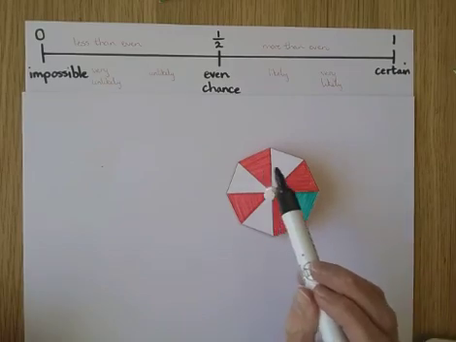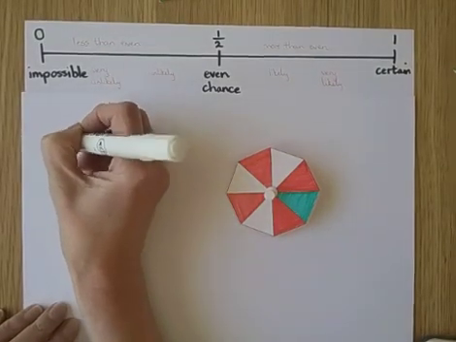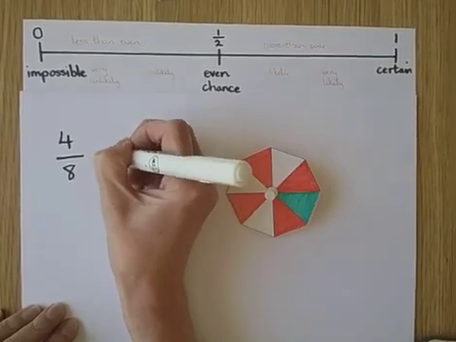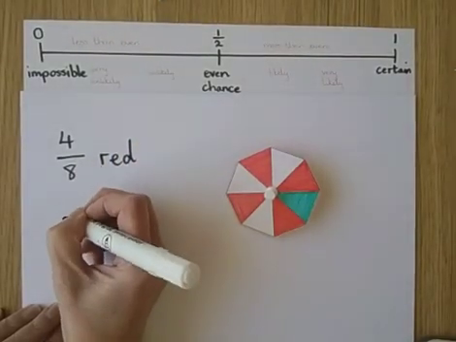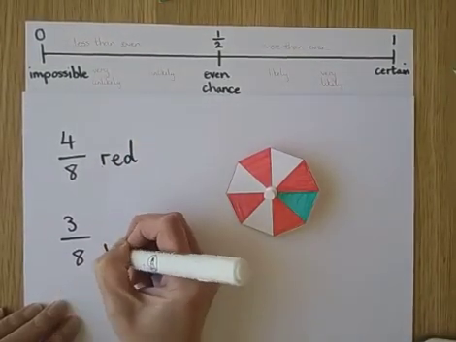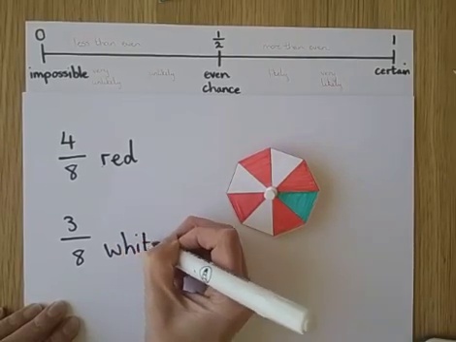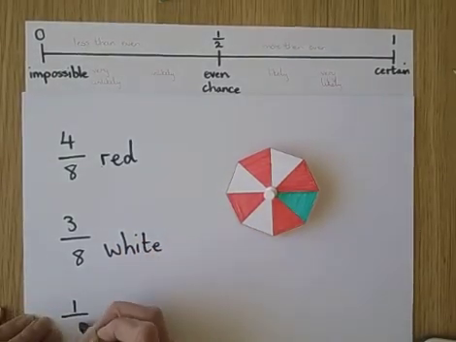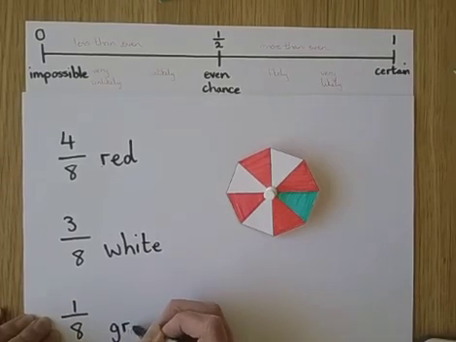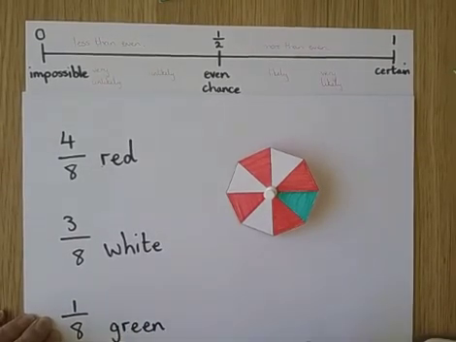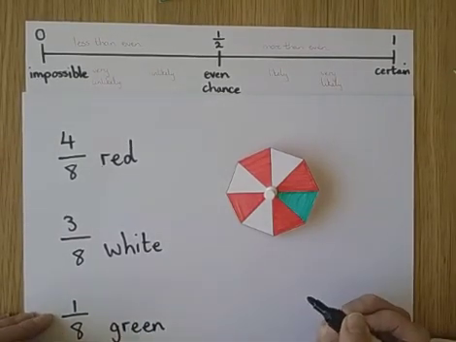Look at the colours. Well, I've got 4 out of the 8 are red. So 4/8 are red. And I can see that 3 out of the 8 are white. And I can then see that 1 out of the 8 is green. I wonder which probability words we could use to describe the chance of landing on each of these colours.